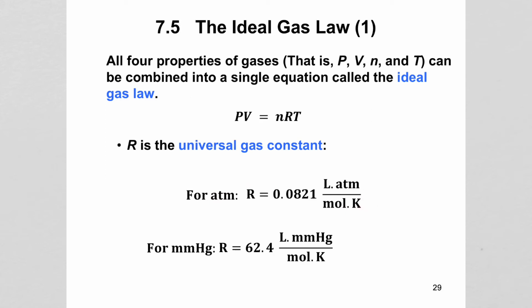If instead of atmospheres I'm dealing with millimeters of mercury, then this is the one that I'm using. That makes our lives a little bit easier because we won't be having to do a lot of conversions between different volumes and pressures, at least not always. Sometimes we're going to have to, but not always. We just pick the gas constant that suits our needs, that matches the units that we have.